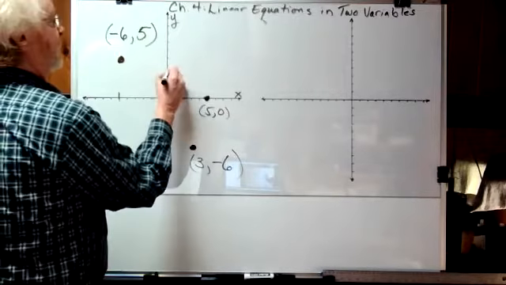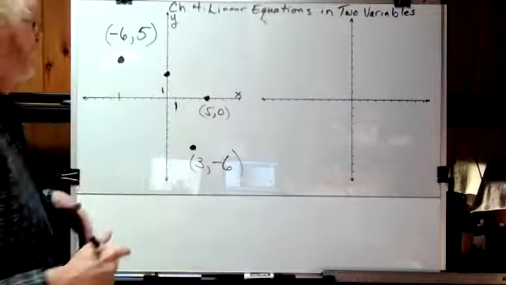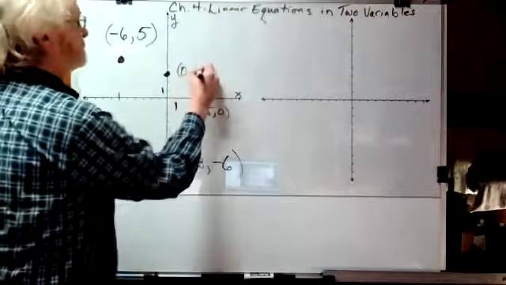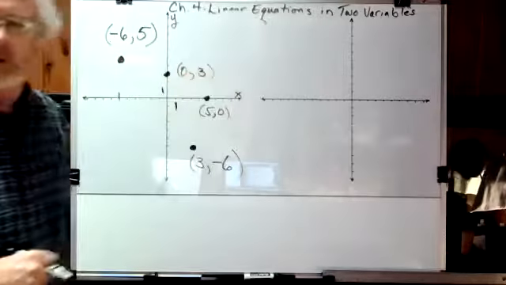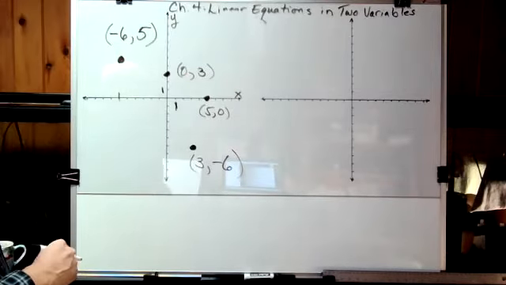And something over here on a y-axis, I haven't moved left or right. So my x value is 0. But I went up 3. There are its coordinates.